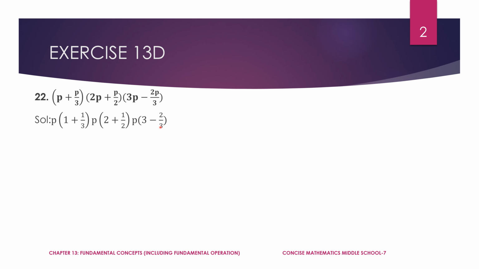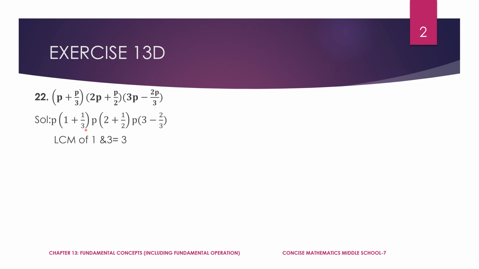p should not be multiplied with 3 because 3 is in the denominator. Even here it is not multiplied with 2 because it is in the denominator. We are taking this p common only from the numerator, right? So it should stay in the numerator itself, and when you are multiplying, you should multiply only with the numerator. Is it clear? Okay.